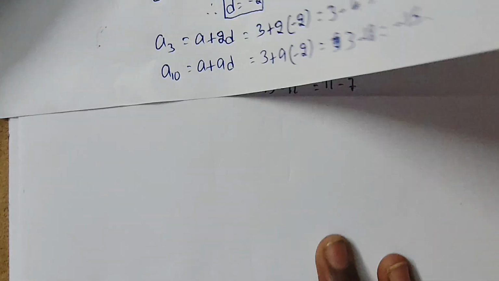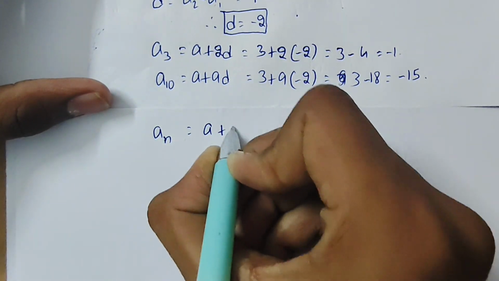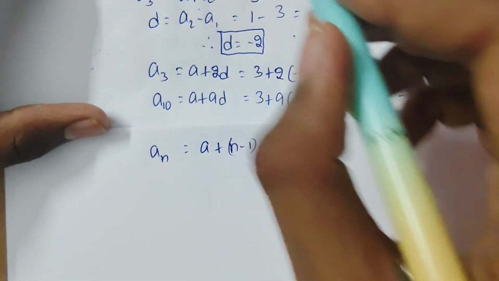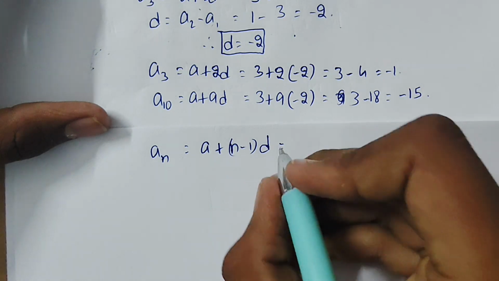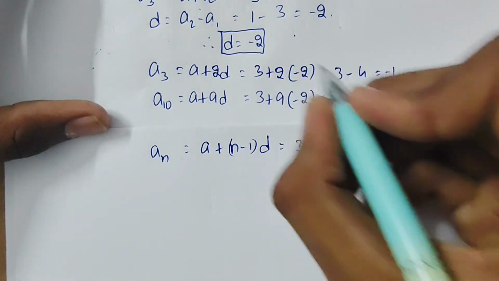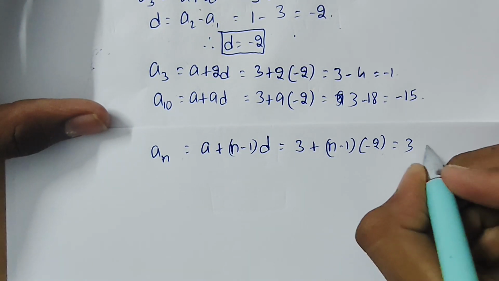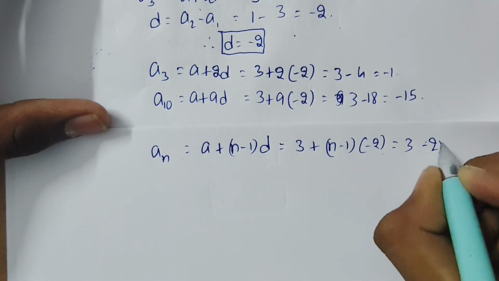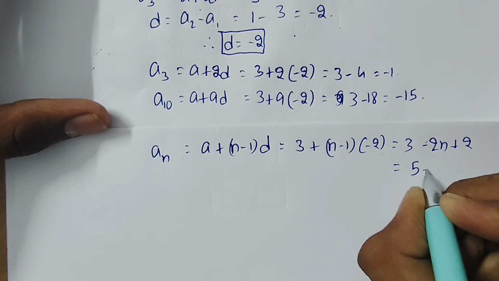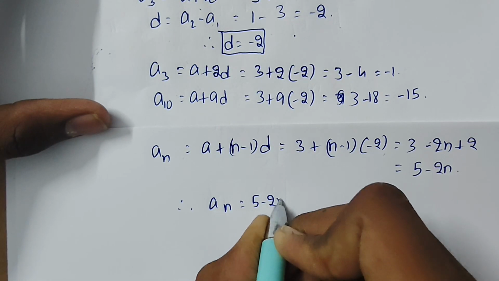Now we got the values of a3 and a10, and he also asked to find the value of an, that is a plus n minus 1 into d. The value of a is 3, plus n minus 1 into the value of d, which is minus 2. So 3 plus minus 2 into n, minus 2 into minus 1 is plus 2, is equal to 3 plus 2, which means 5 minus 2n. Therefore, we got the value of an is equal to 5 minus 2n.